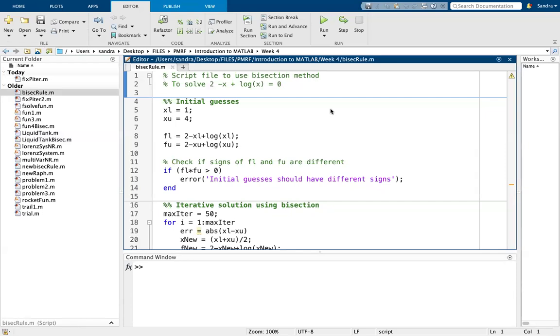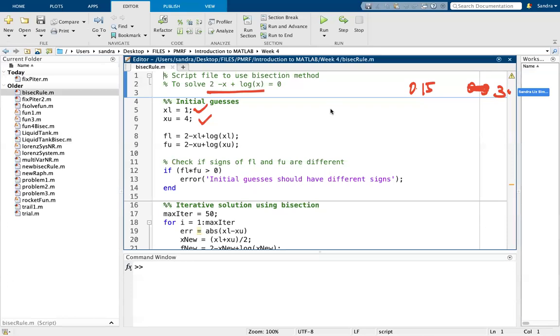Okay. This function is made to solve the function 2 minus x plus ln x. Now what you have to do is choose a bracket. For the time being, I am choosing the bracket 1 and 4. You know there are two solutions, that is 0.15 something and then 3 point something.